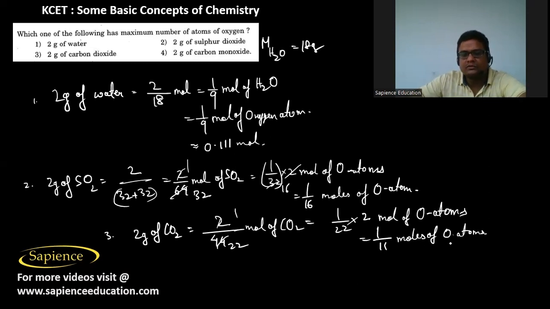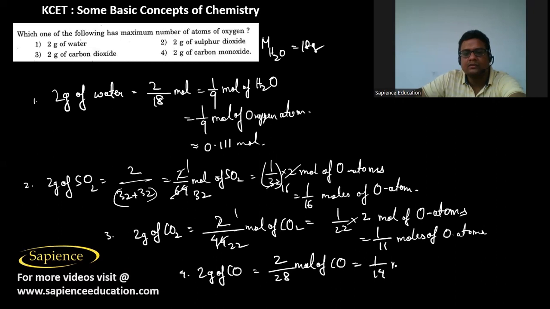It will contain 1 by 2 moles of oxygen, sorry, 1 by 11 moles of oxygen atoms. And the fourth one, that is 2 gram of carbon monoxide, that will contain 2 by 14, no, 12 plus 16, that is 28. 2 by 28 mole of carbon monoxide, which will be same as 1 by 14 mole of oxygen atoms.